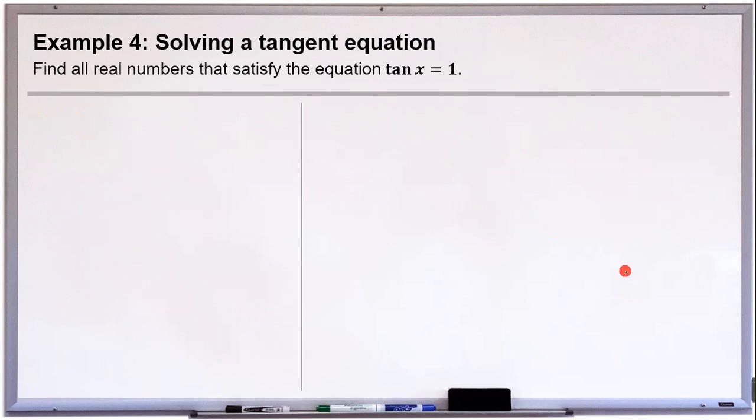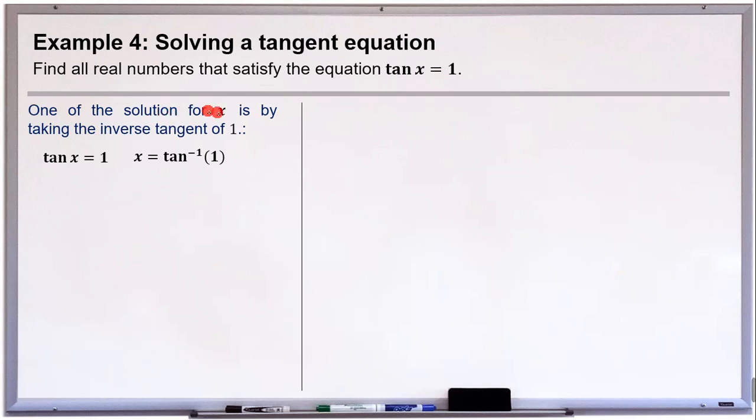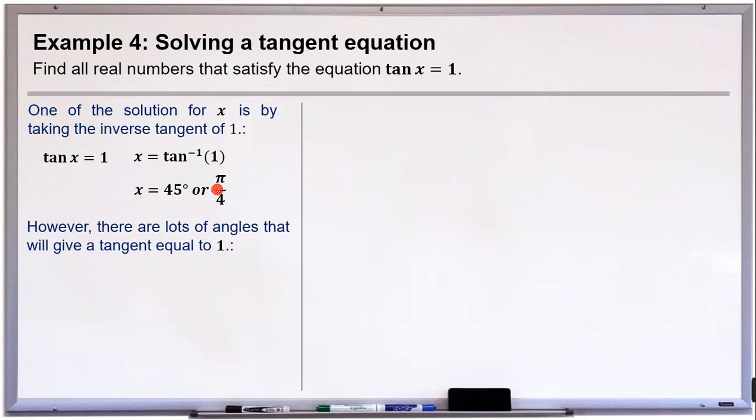So let's have an example for the tangent equation. Tangent x is equal to 1. So one of the solutions for x is simply by taking the inverse tangent of 1. So x is equal to the arctangent of 1. So the angle that will give us the tangent of 1 is 45 degrees, or in radians, that's pi over 4. But of course, we all know that there are lots of angles that will give a tangent equal to 1, because tangent is periodic.